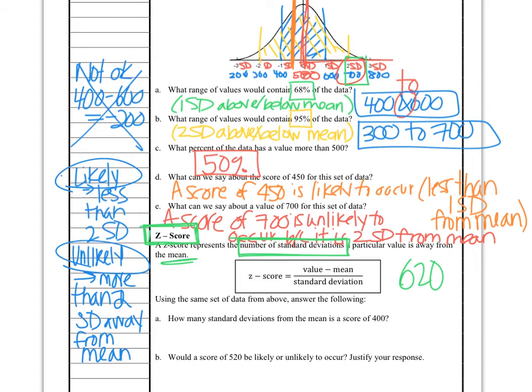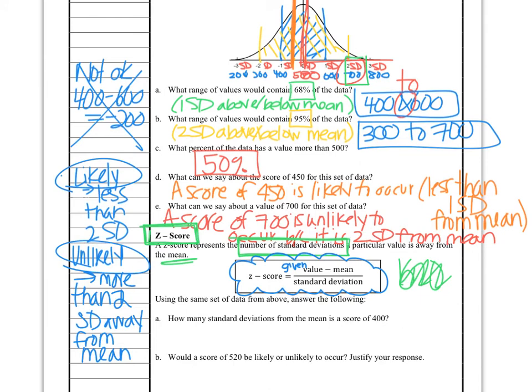So now we have this formula. I don't really care about 620. We'll care about other numbers in a minute. We have this formula for z-scores. So its value, meaning the given value in the problem, take away mean divided by standard deviation.